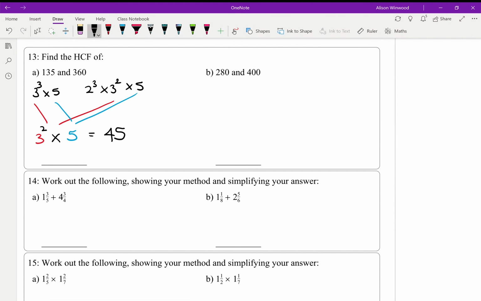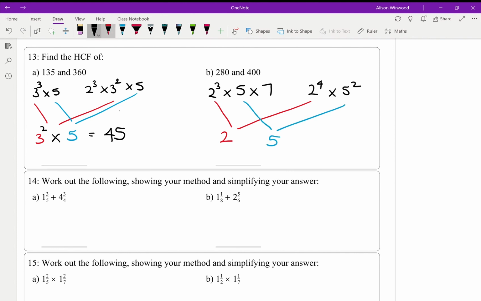280 as a product of prime factors is 2 cubed multiplied by 5 multiplied by 7, and 400 is 2 to the 4 multiplied by 5 squared. So they've both got some 2's in there and they've both got some 5's. Lowest power of the 2's is the 3 and I've got a single 5. So 2 cubed times 5 is 40.